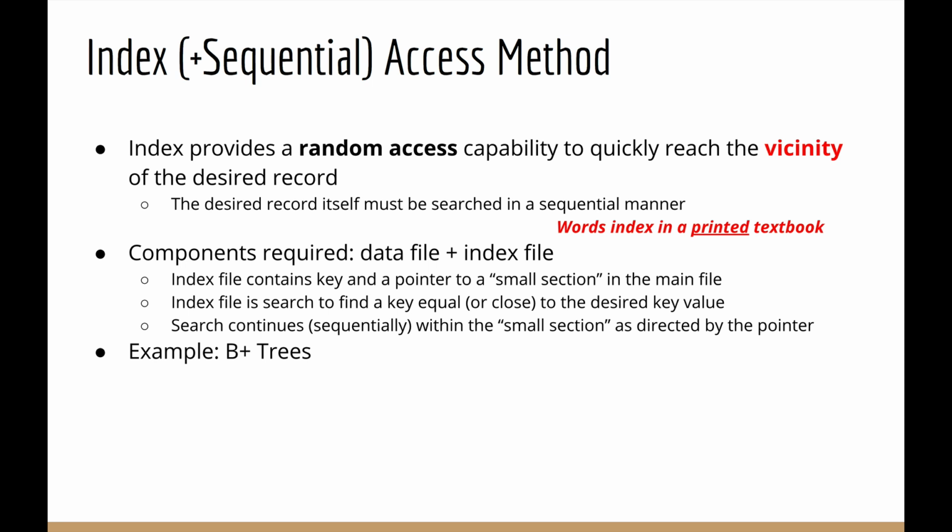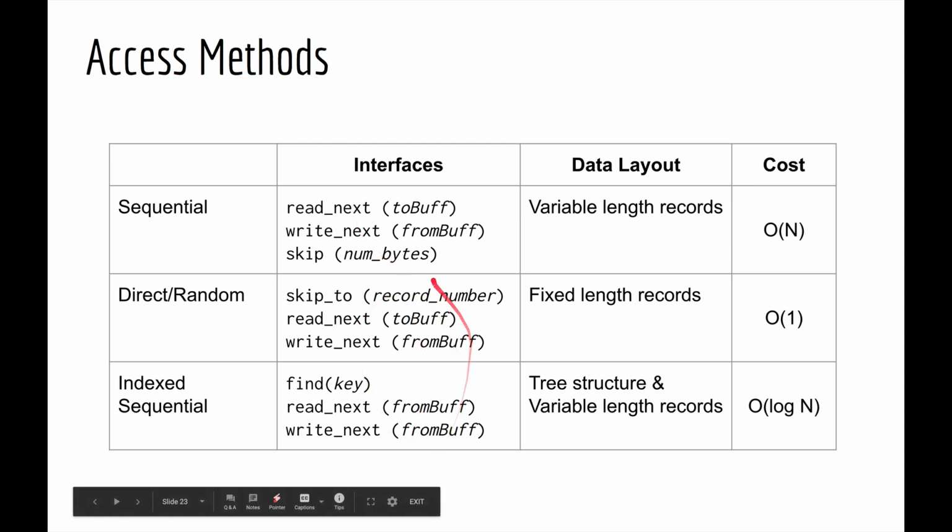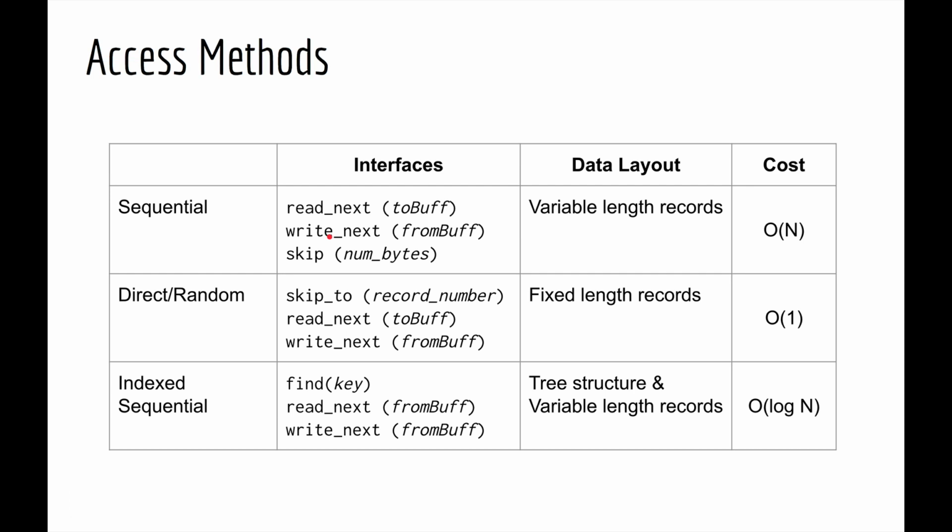In your data structure course, you may have learned a similar approach used in B+ trees. So the following table shows the summary of the 3 access methods discussed. Common to the 3 methods are the read next and write next functions, which allow a program to read or write at the current file pointer position.